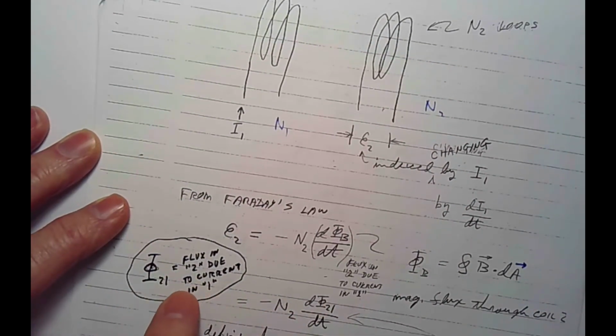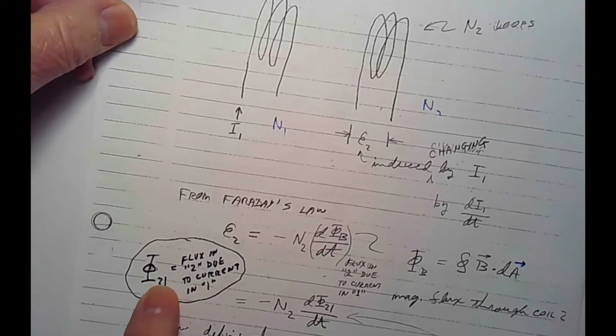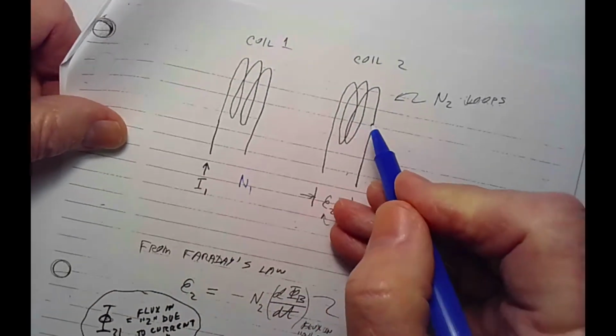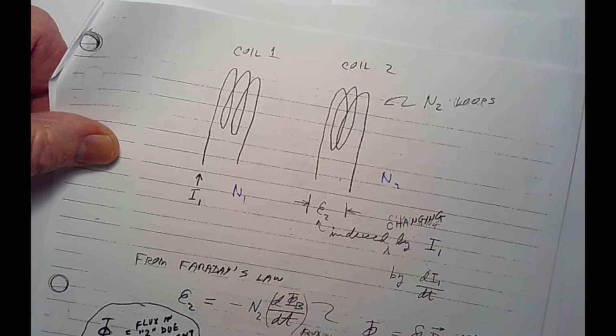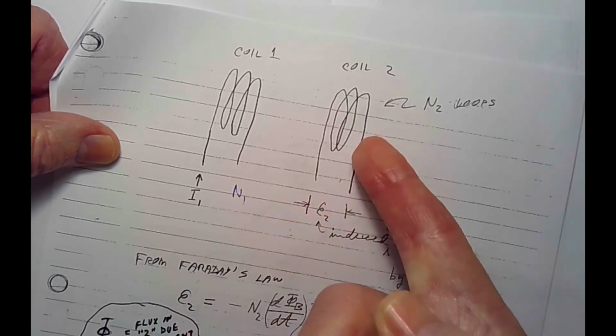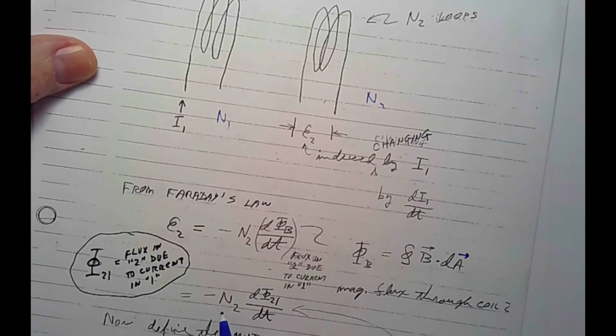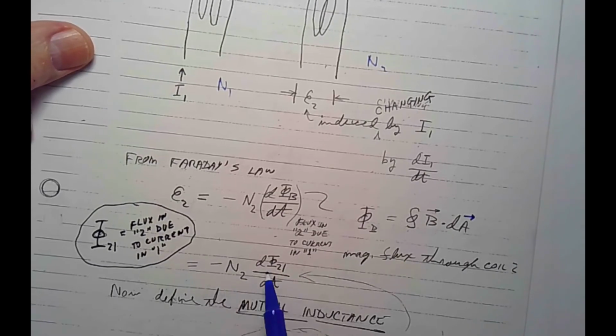I didn't write this on the notes that you have, so you may want to write that here. Phi sub 2,1, the order of the subscripts matters here. Phi sub 2,1 is the flux in coil 2 due to the current, the time rate of change of current, in 1. So flux over here due to current in that one. So we'll write that as minus N2 d phi 2,1 dt.